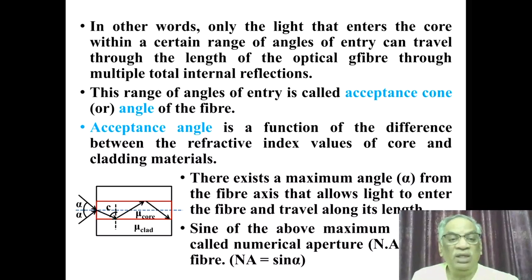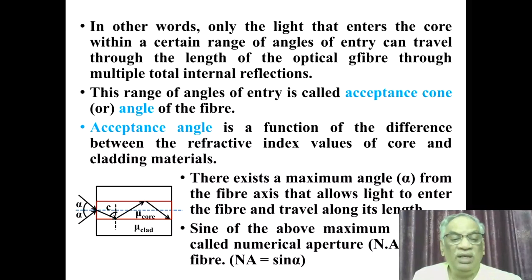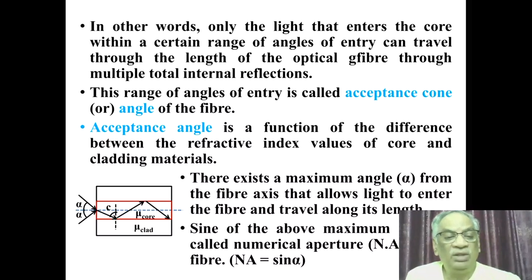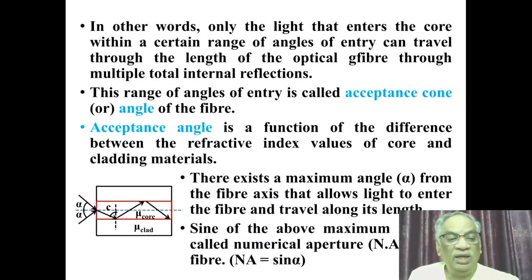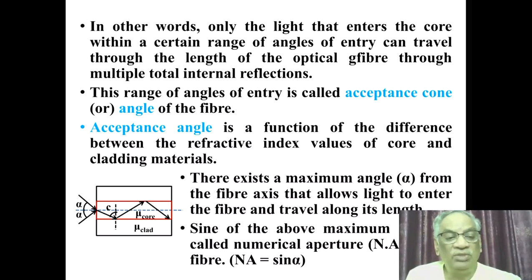Acceptance angle is a function of the difference between the refractive index values of the core and cladding materials. As a result, there exists a maximum angle alpha as shown in this slide from the optical fiber axis that allows the light to enter the fiber and travel through its entire length. Sine of the above maximum angle is called the numerical aperture of the fiber. So from the figure you can see alpha is the maximum angle of entry for the light rays to enter the core material and undergo total internal reflection throughout its length of the cable. So the numerical aperture is given by sine alpha.